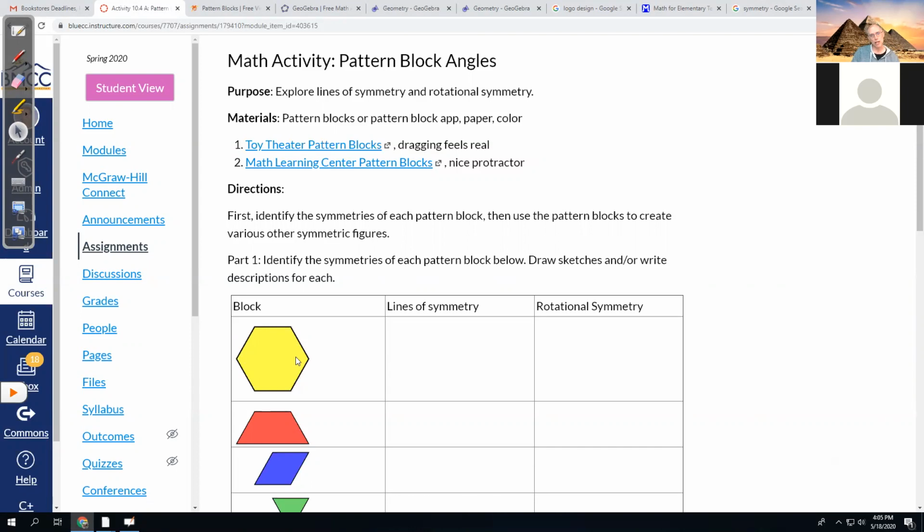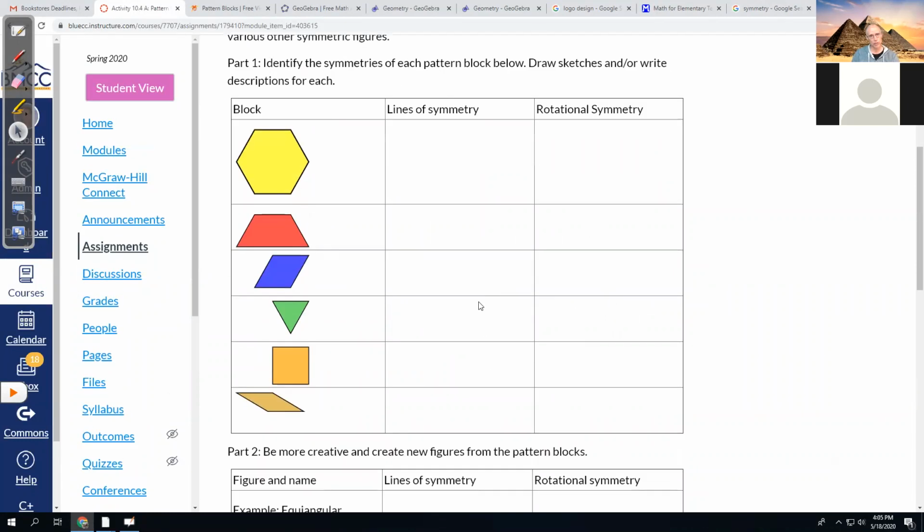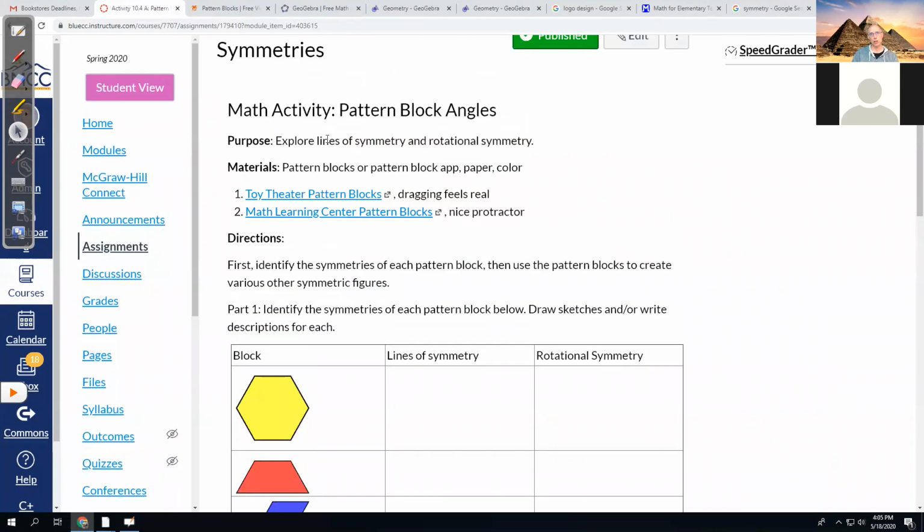So what I want you to do is identify the lines of symmetry of each of these figures here. And I also want you to identify their rotational symmetries. So let's just walk through a couple of these together so you get an idea of what I want you to write up. So again, the point here is we're just exploring ideas of lines of symmetry and rotational symmetry. And you need some pattern blocks, a pattern block app. You're likely going to need paper and some colors to play around with, like I was on the screen. Here's the online apps if you want to mess with them.